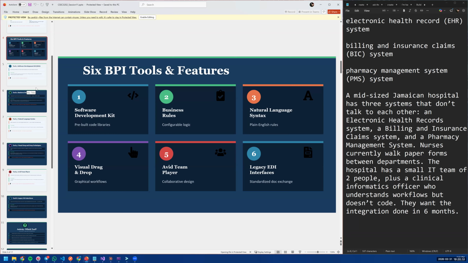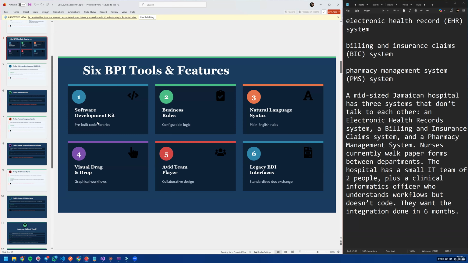So the natural language syntax is very similar to the business rules, and also the visual drag and drop. Like I said last week, these first four are all very similar. Well, actually, to be honest, I'd say that 2, 3, and 4 are all very similar. It's just the interface that you use to input configurations into the system that has been built using SDKs. Yeah. But the point you made a while ago about using natural language syntax for non-technical people like the nurses and such is a very good point.